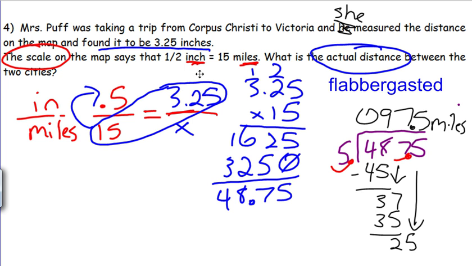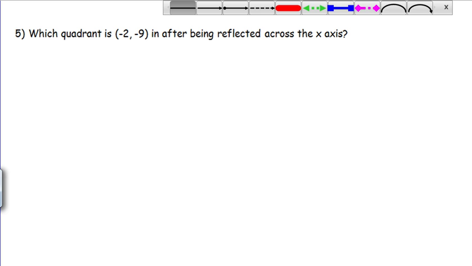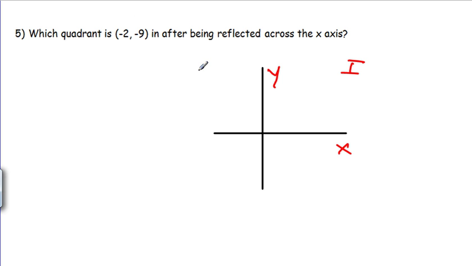Alright, number 5. One more. This is going to go quick, I promise. We're reflecting a point. So let's start with a little coordinate grid. You can label it. Here's Y. Here's X. -2, -9. If we had to pick a quadrant for that to be in, we have to think what quadrant has X negative and Y negative. Well, X is negative on the left side, Y is negative on the bottom side, so it's got to be somewhere on the bottom left. Yes, it is quadrant 3.